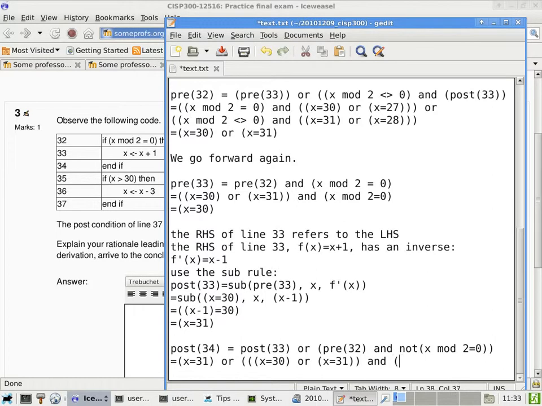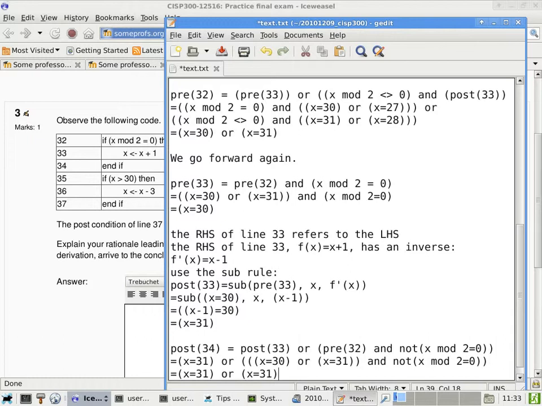And this whole thing has to be ANDed with not x mod 2 equals 0. Okay, what can we do about this? Well, x can be 30, x can be 31, but at the same time, x mod 2 has to be non-zero. So which one can we eliminate? x equals 30 can be eliminated, which leaves us with only one choice. So we have x equals 31 or x equals 31.